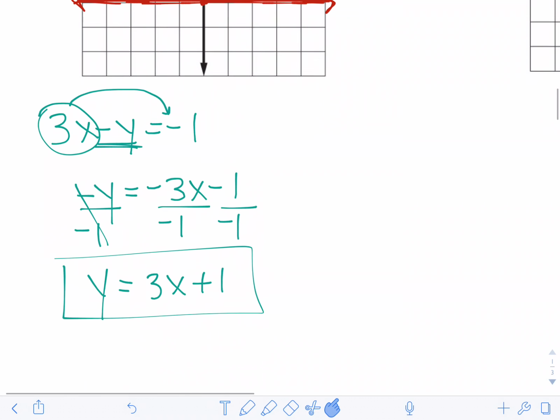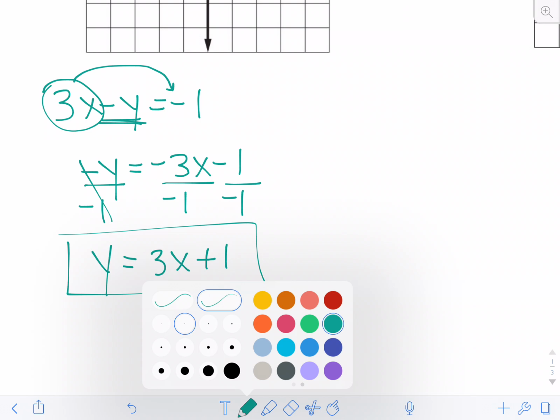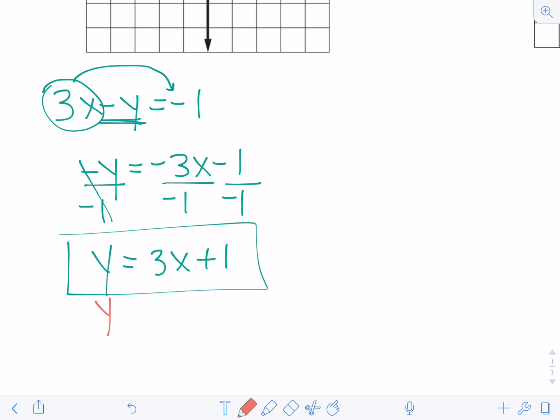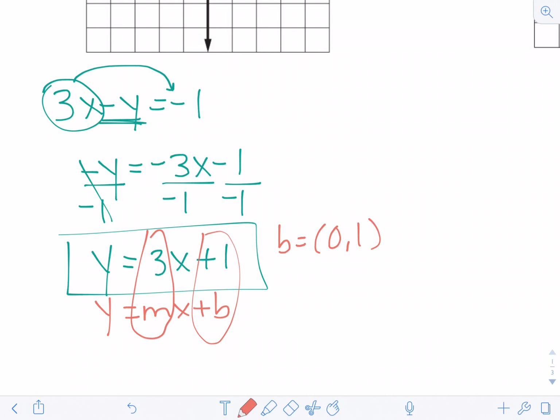Now, if you remember from quite a while back, this is in slope-intercept form. The reason why we put this in slope-intercept form is because you have two things. You have your slope, and you have your y-intercept. Your y-intercept is your starting point. So I'm going to be starting at the point 0, 1. And then your slope, that is your rise over run. So that tells you where to go to plot the next points. And since it's a whole number, you put it over 1.